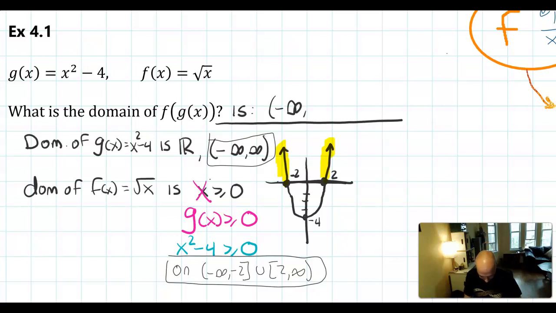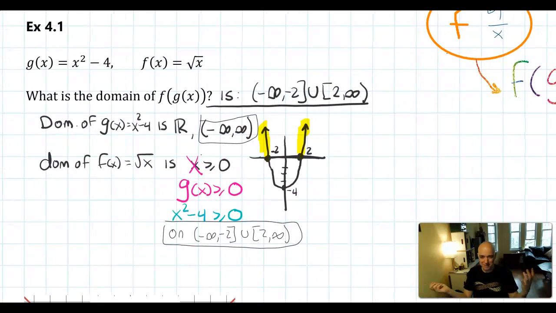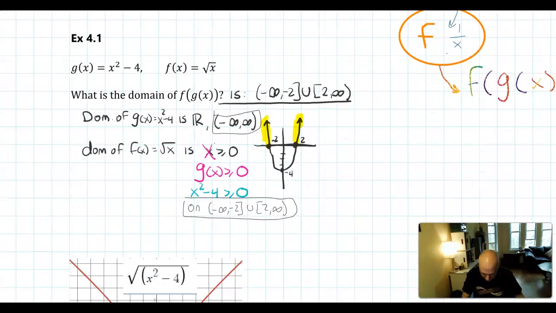So we had the domain of g was negative infinity to infinity. The domain of f composed with g is negative infinity up to negative 2, bracket, union, bracket, to infinity. It's a little technical. It's kind of tricky, but this is a weird graph. Let me show you the graph of this function, and then maybe you can get a sense of how it might be helpful to have computed that domain before trying to make the graph.